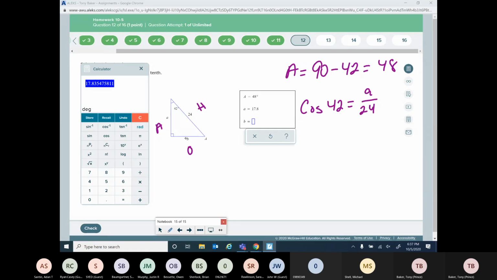The next one we're looking for is B. That's opposite. So I have opposite and hypotenuse. So I'm going to use sine. So sine of 42 equals B over 24. Again, since my variable is on top, I'm going to multiply. So I'm going to do 24 times sine 42.